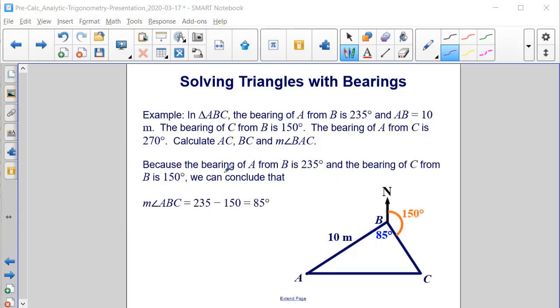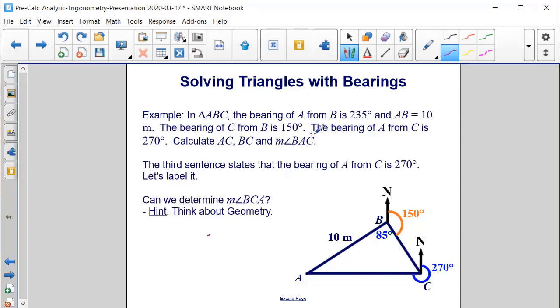Well, because we found out the bearing of A from B was 235 degrees, and the bearing of C from B is 150, we can conclude that this smaller angle measurement is found by calculating the difference between 235 and 150. So when we do that, we end up getting 85 degrees. That is the measurement of angle ABC.